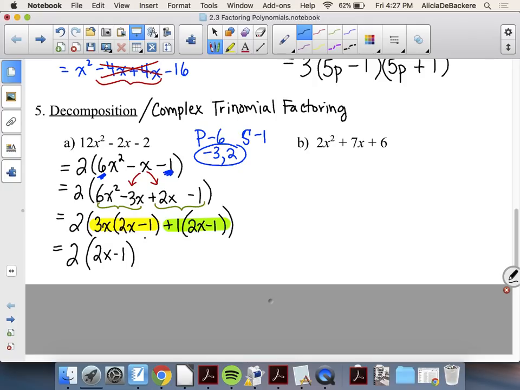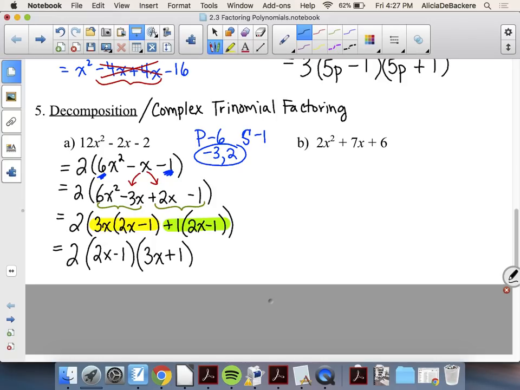When I divide the yellow term by 2x minus 1, I'm left with 3x. And when I divide the green term by 2x minus 1, I'm left with positive 1. And ta-da, I'm done. I can't factor any of those brackets any further, so I'm finished. I could check my answer by multiplying this all back out, and I should end up right back at the top with what I started with.